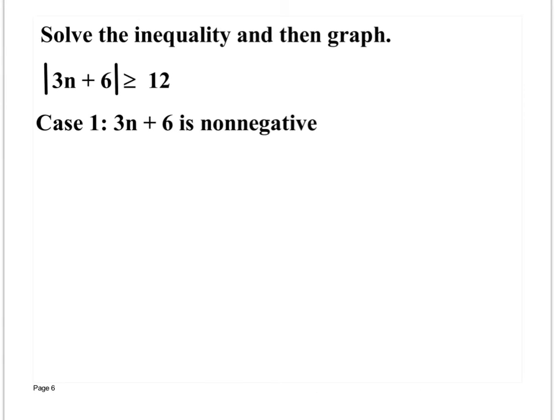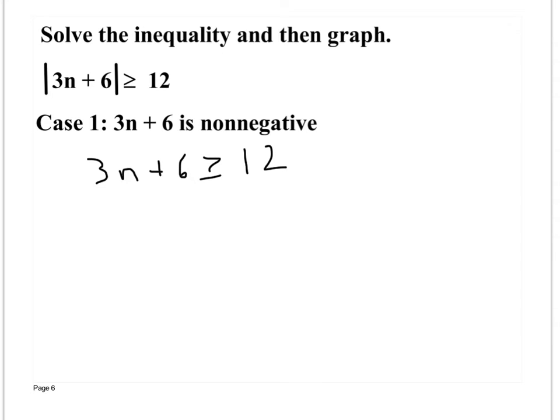All right, write this down. We need to solve the inequality and then graph. Absolute value of 3n plus 6. So the distance 3n plus 6 is from 0 is greater than or equal to 12. So we do two cases because we're doing absolute value. We do case 1 where 3n plus 6 is non-negative, where it's positive. 3n plus 6 is greater than or equal to 12.